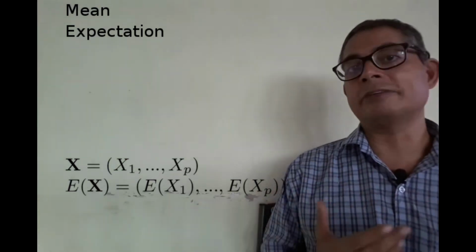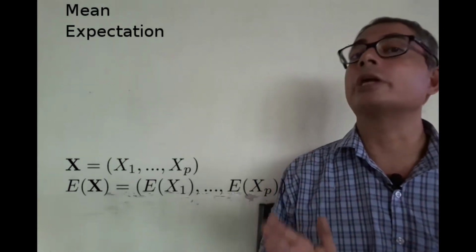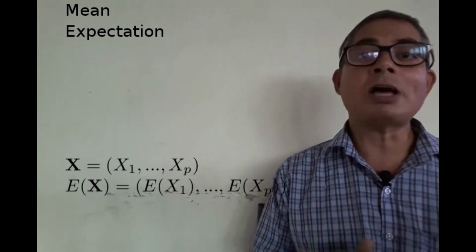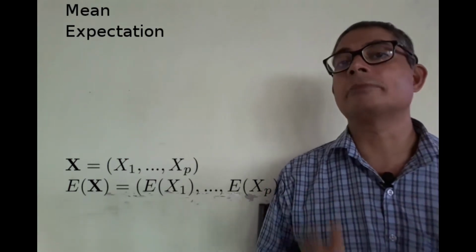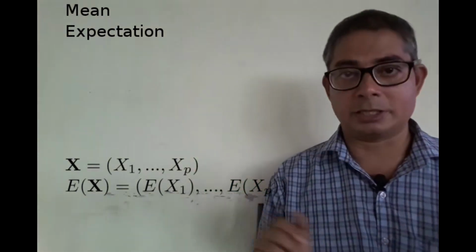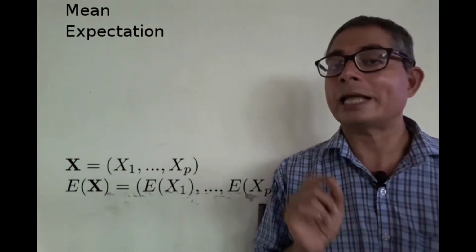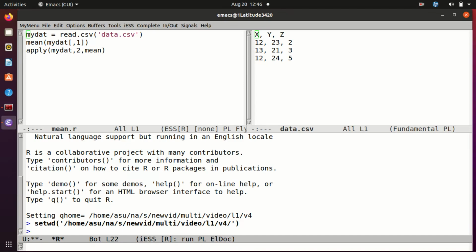The sample mean is defined in a similar way in a component-wise fashion. If you have a data matrix, then you take mean of each column separately. There is a quick way to achieve this in R. Here I have a data set stored in the file called data.csv. It is in CSV format, 3 variables and each has 3 cases. I want to compute the mean of all of them in one line.